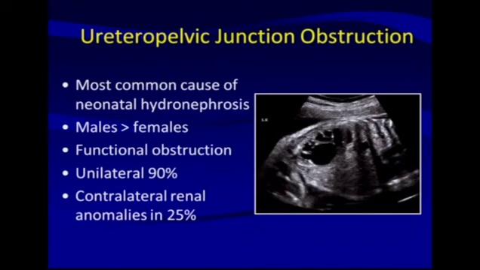Now, ureteropelvic junction obstruction is the most common cause of neonatal hydronephrosis, and this occurs when there's abnormal musculature within the proximal ureter, which leads to abnormal bolus formation and propulsion of urine from the renal pelvis down into the ureter. Like most genitourinary abnormalities, more commonly seen in males than females, and it's not a mechanical obstruction but a functional obstruction. It's usually unilateral, but you can see contralateral renal anomalies in 25% of cases.